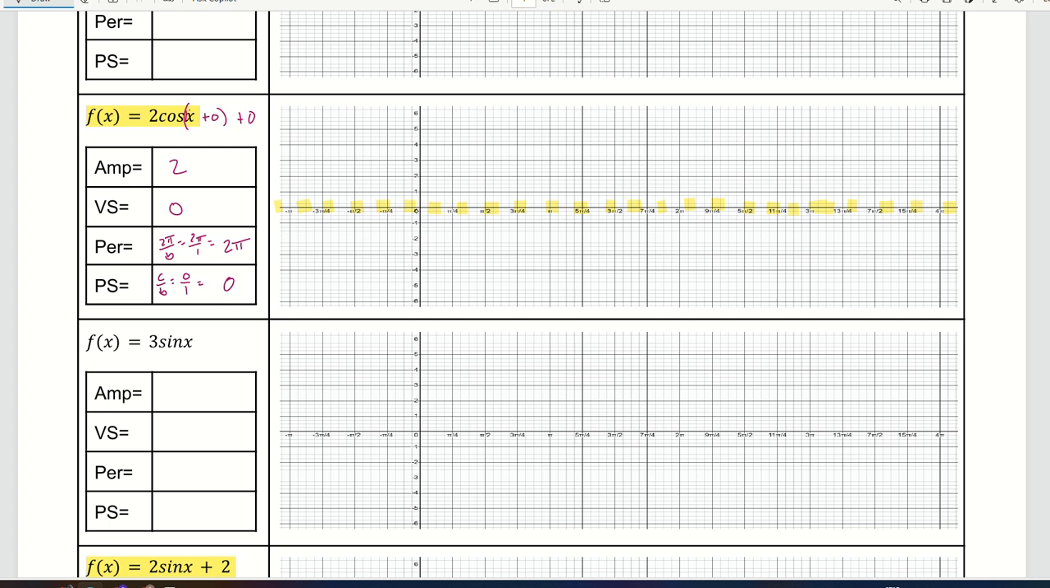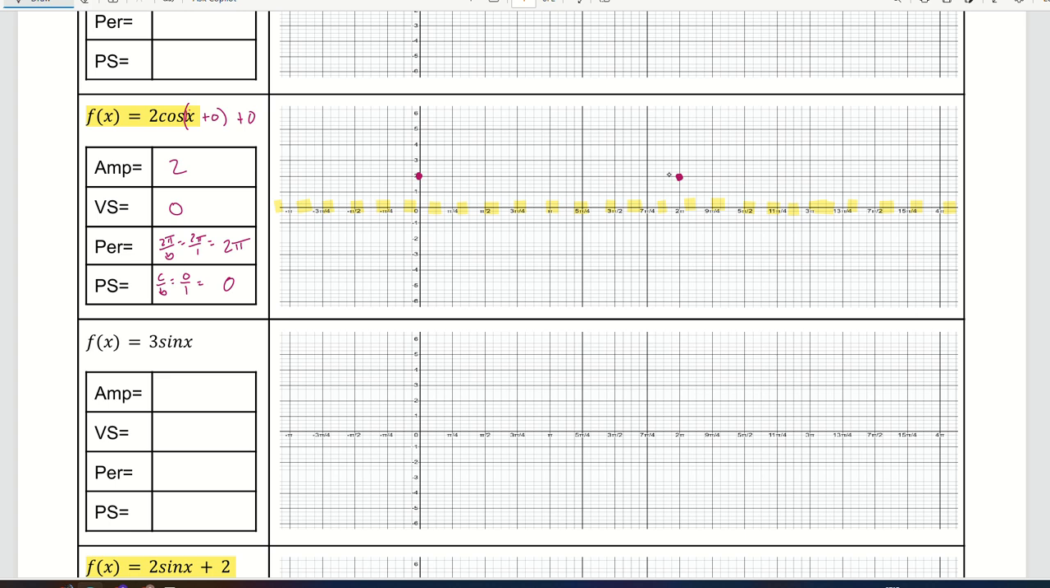So I'm going to start at 0, and for cosine, I'm going to start with a peak. So I go up my amplitude of 2. That's how far my peak is from my midline. Now my period, it tells me not where I end, but how far from my starting point will I end. So if I start at 0 and I add 2 pi, I will actually end up ending my first period at 2 pi. So let me add our ending point, which is a peak for cosine right there.